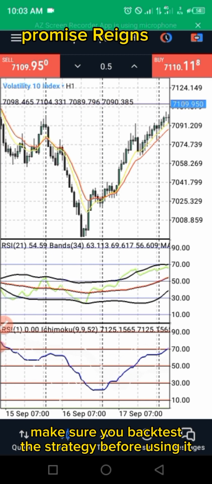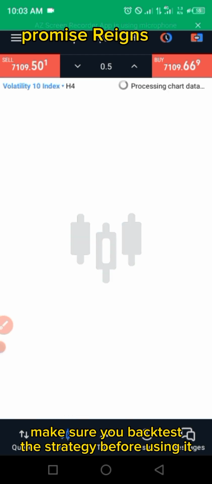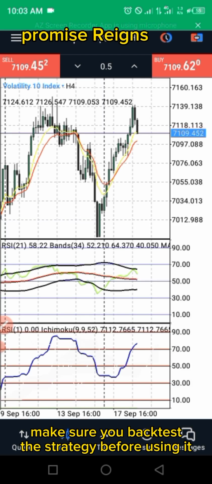So how do we use this strategy? It's preferable you stay on your 1 hour. How do you know the direction of the market? The first thing you do is go to your 4 hours and check the direction of the market. We are currently in an uptrend, though there's a kind of reversal there. So we are in an uptrend market.